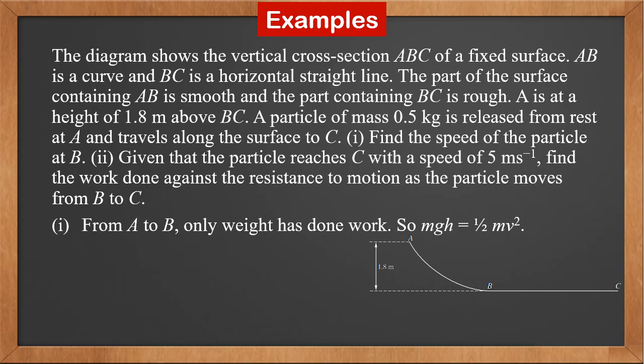From A to B, only weight has done work. So energy is conserved. mgh is half mv squared. Therefore, v is root 2gh, which is 6 meters per second.